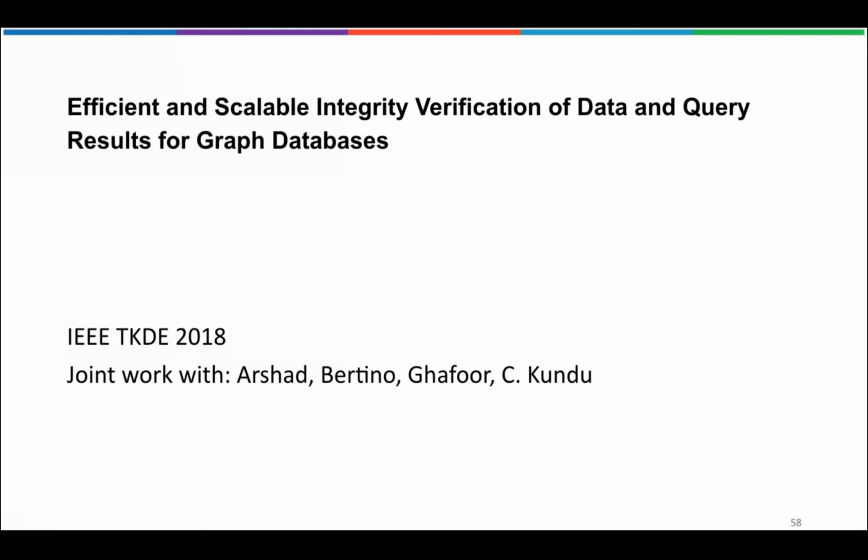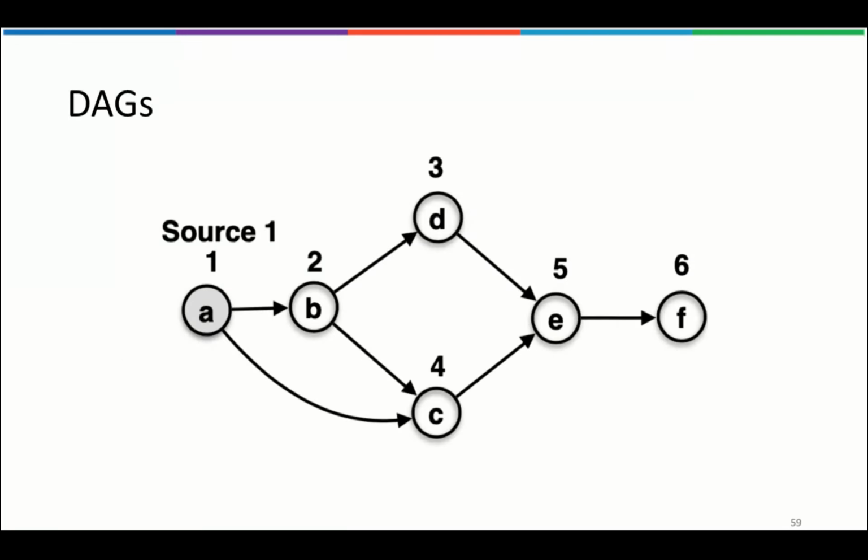So the paper appeared in IEEE TKDE in 2018. It is "Efficient and Scalable Integrity Verification of Data and Query Results for Graph Databases." Okay, so what is a graph, right?